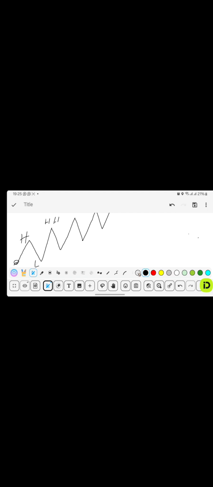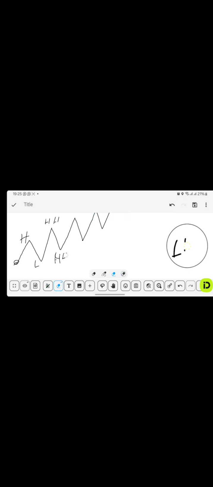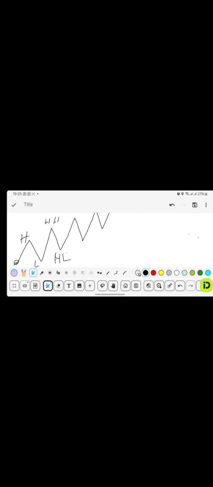Why is it the higher high? Because it's higher than the previous high, so it's a higher high. And this one is a low, right? But it's higher than the previous low, so it's a higher low. Let me just erase this. It's a higher low. It's quite confusing, but it's not something that you should be worried about.